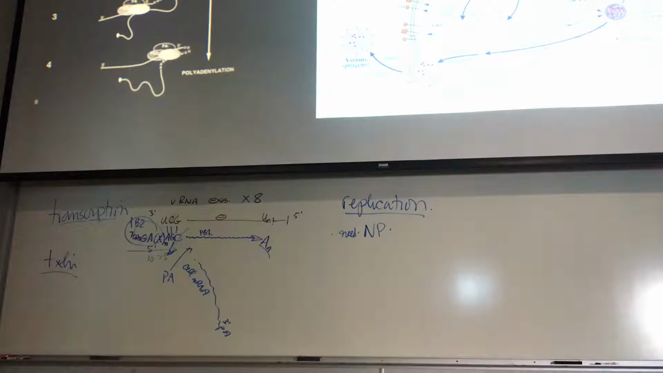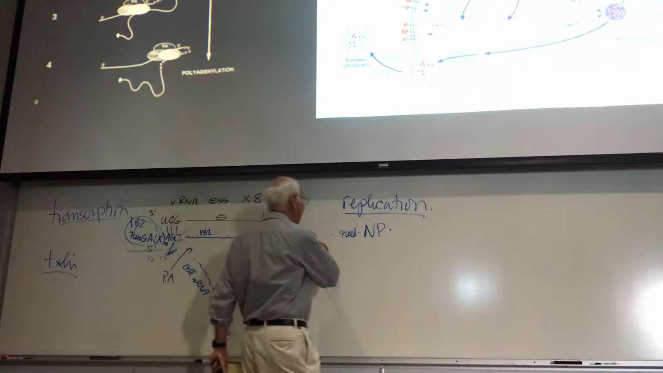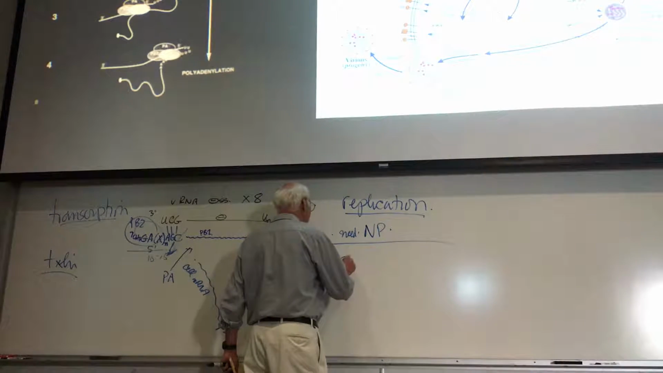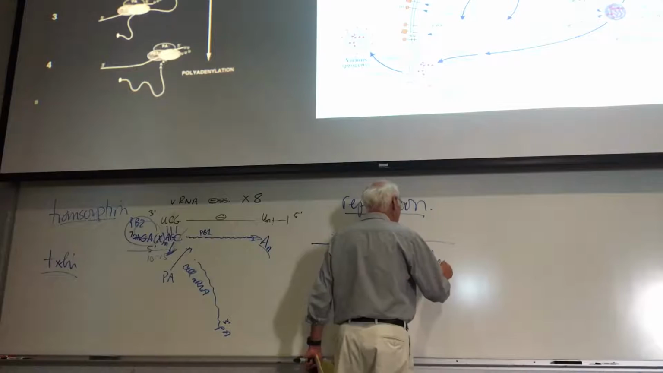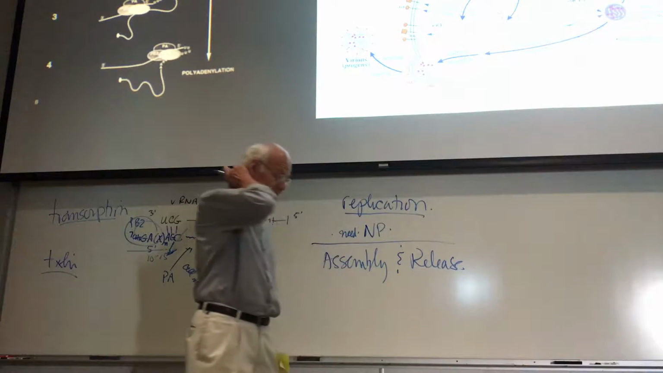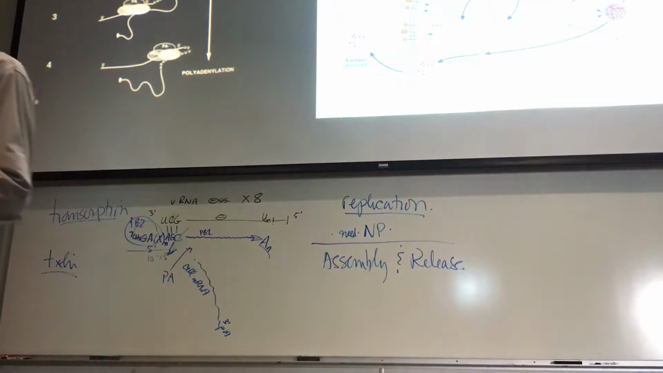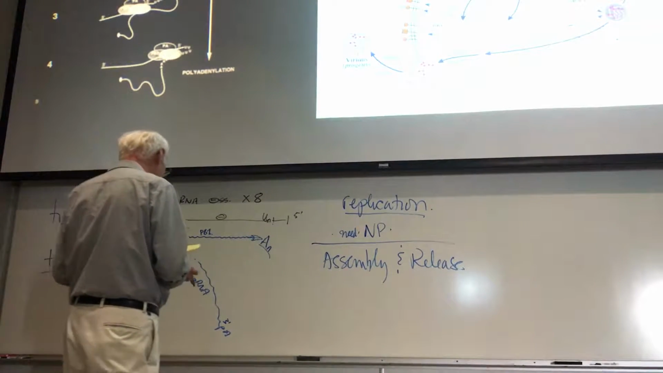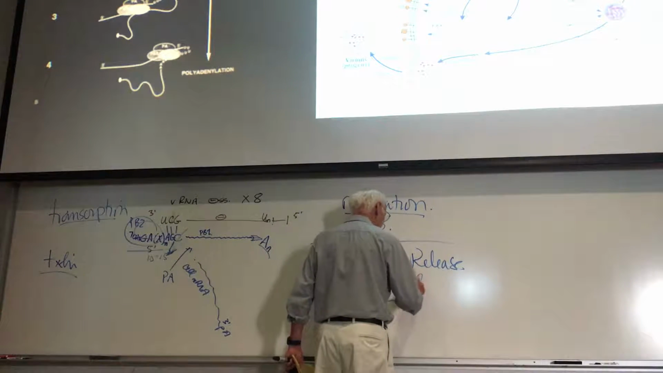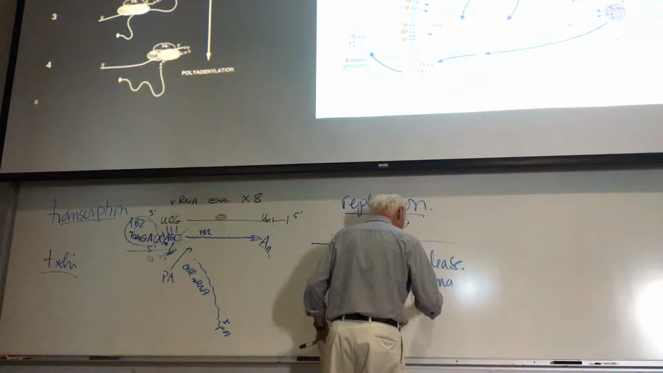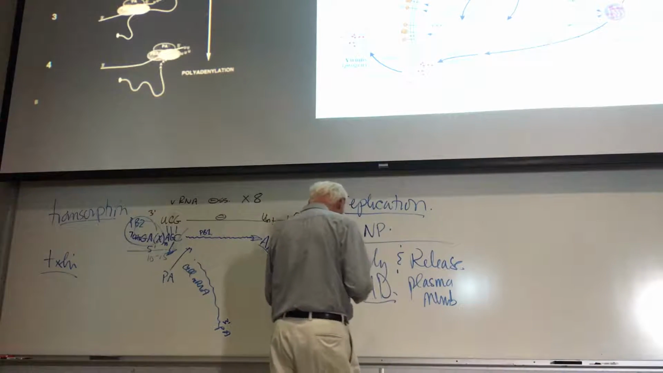So the next step that we're ready for then in our replication is assembly and release. And again, assembly is coincident with release because we generate the envelope of the virus particle by a budding process from the cell's plasma membrane. So influenza virus particles bud from the plasma membrane of our infected cell.